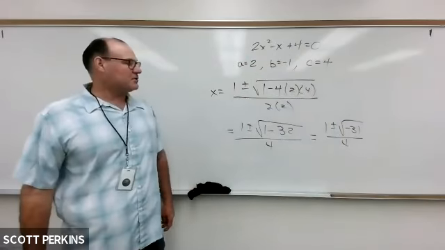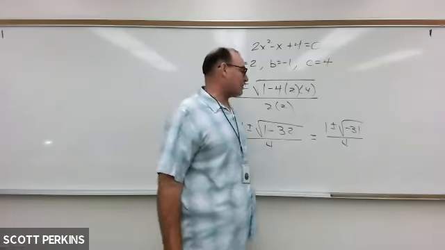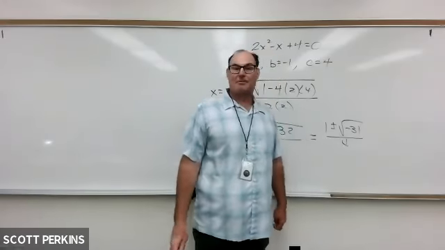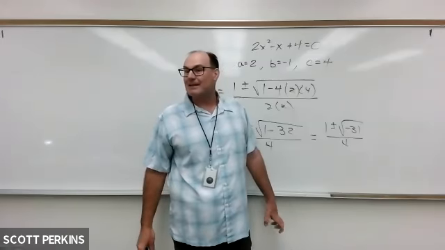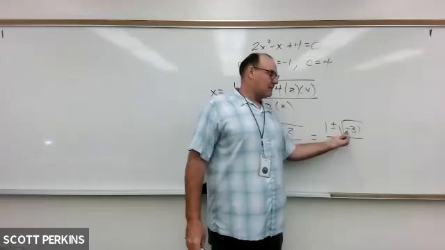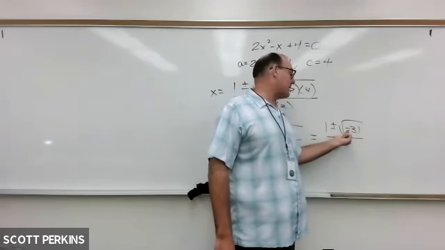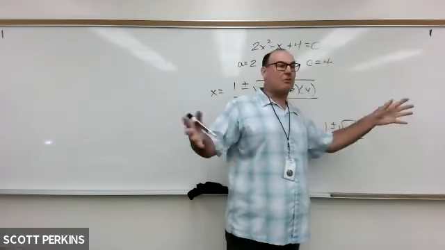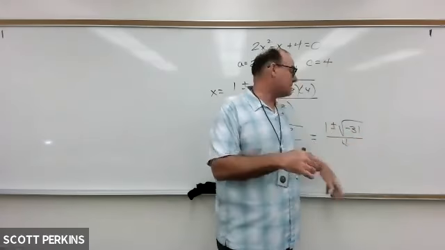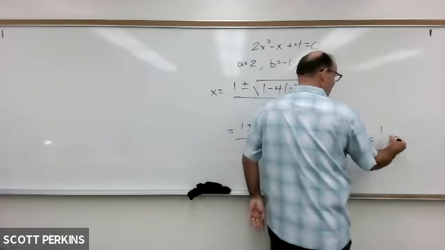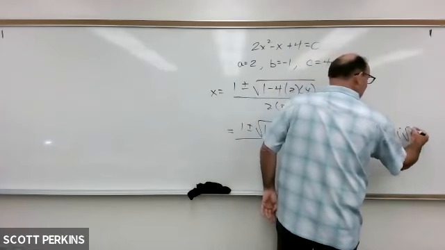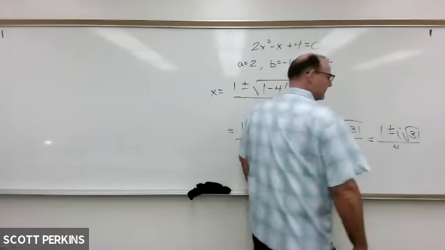So the good news is there's a lot less simplifying on this problem. I only have one thing under the radical I have to simplify. What is that? Yep, the negative becomes an imaginary number. The 31, that's a prime number. There's no perfect square factor. There's nothing to do with that. So this is going to be 1 plus or minus i square root of 31 over 4.